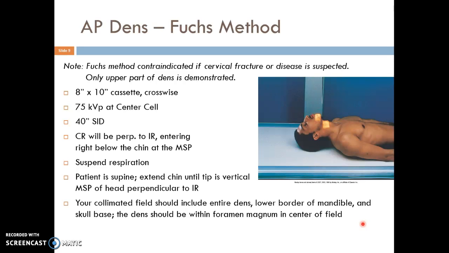The patient is going to suspend their respiration. The patient is supine with their chin extended until the chin is actually vertical to the image receptor, so perpendicular. The chin and mandible will be parallel with our central ray. The collimated field should include the entire dens or odontoid, the lower border of the mandible and base of the skull, and the dens will be seen within the foramen magnum, which is the center of our imaging field.